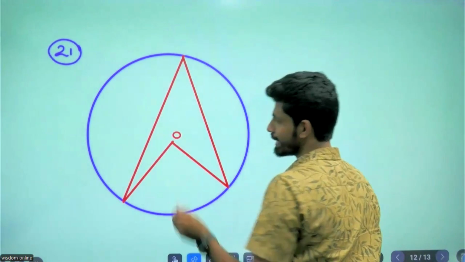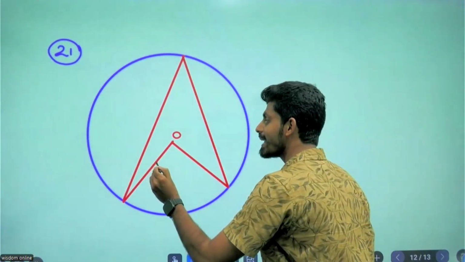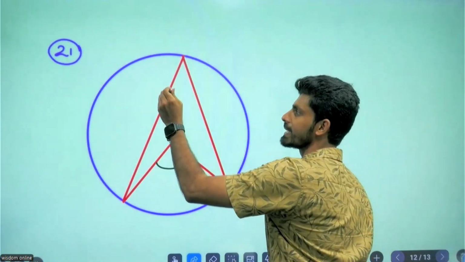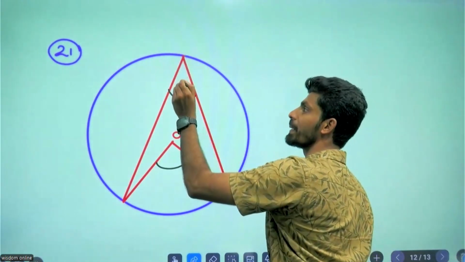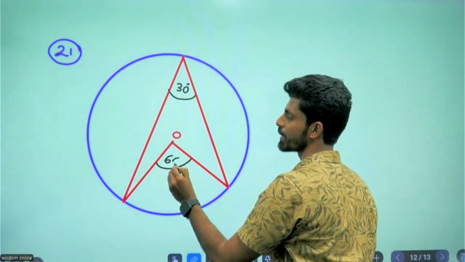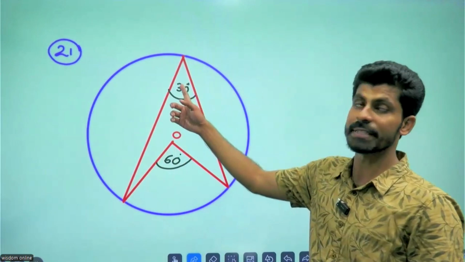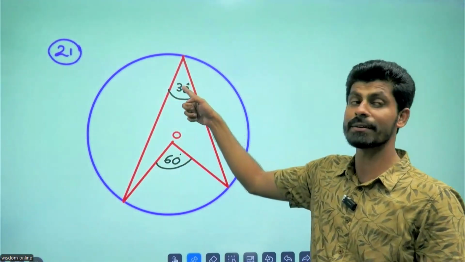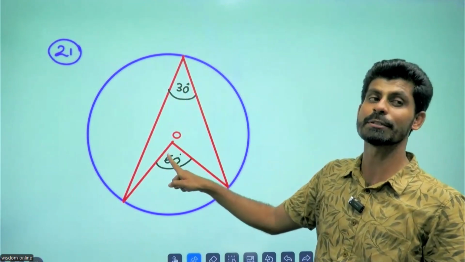This is the center. Angle at the center is twice angle at the perimeter. So that means if this one equals 30, this one equals 60. If this one equals 40, this one equals 80. If this one equals 100, this one equals 200.